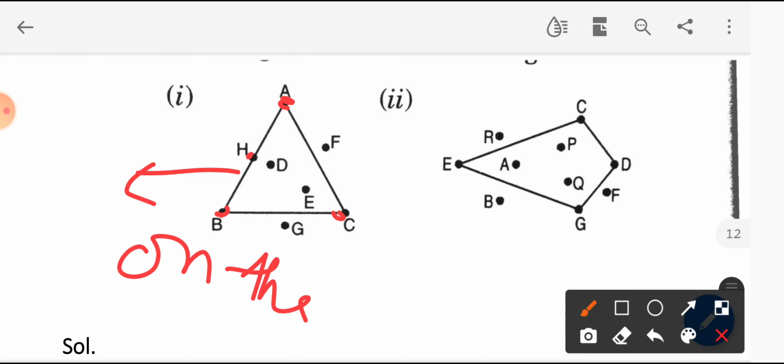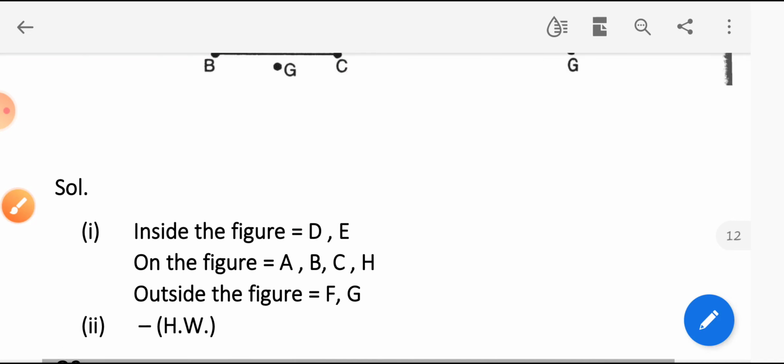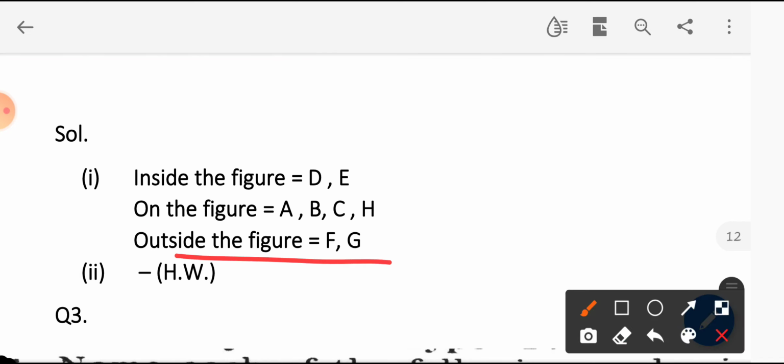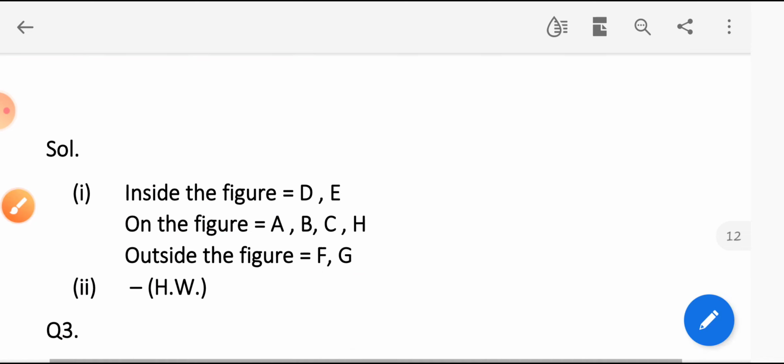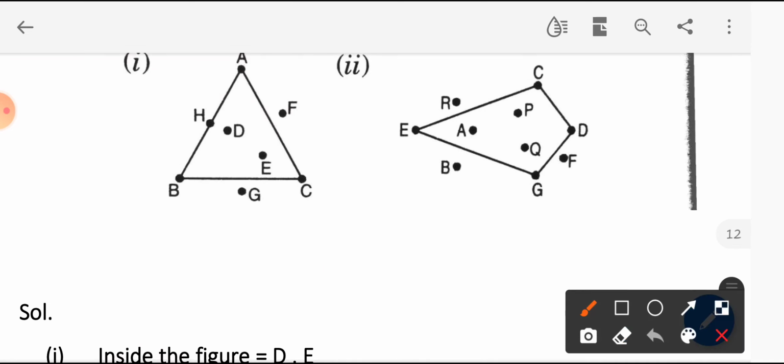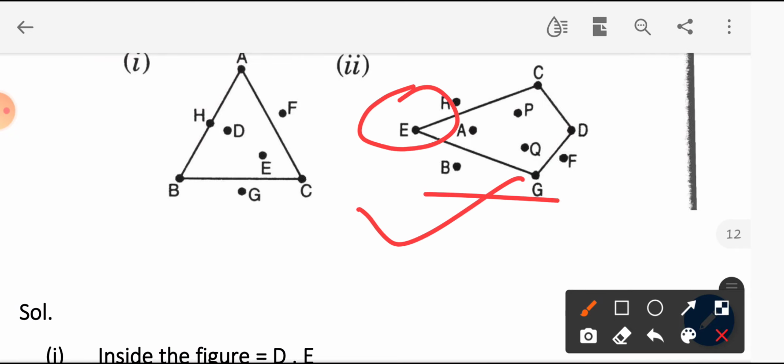Then outside the figure means which is outside the triangle. So the points outside the triangle are F and G. So F and G are outside the figure, A, B, C, H on the figure, and inside D and E. Like this you have to find the different points inside the figure, outside the figure and on the figure in question number 2.